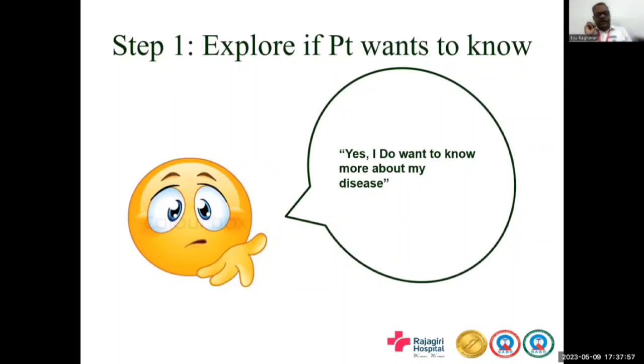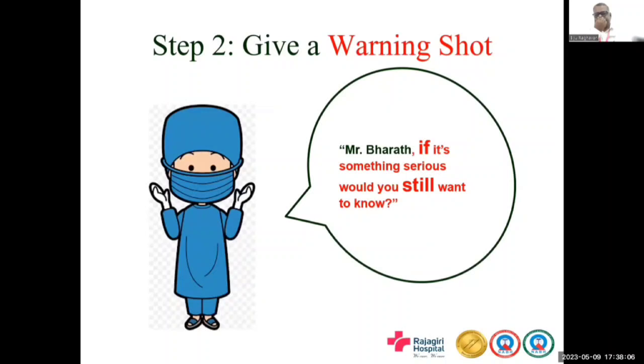In both situations, you cannot start telling them their problem. You cannot start telling the truth. You have to first give a warning shot. The warning shot has two purposes. One, the moment you give a warning shot like, Mr. Bharat, if it is something serious, would you still want to know? The moment you give a warning shot, suddenly a normal interview will turn into a serious atmosphere. The atmosphere will suddenly change into a serious mode.